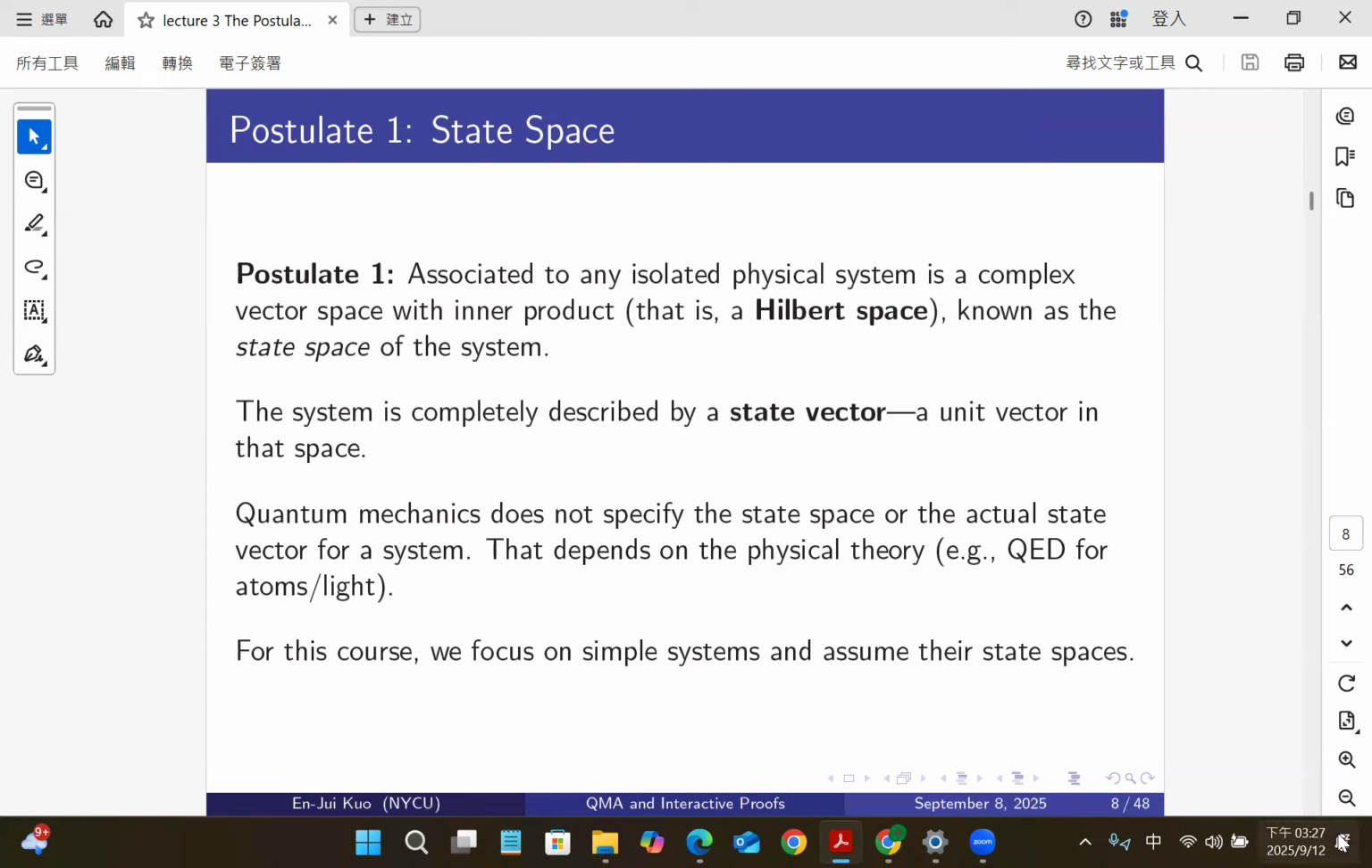So postulate one. There are three postulates. The first postulate says: let's say you take an isolated physical system, and I will define what isolated is. The description of that system, all the possible states of that system, can be related to one vector space, a Hilbert space with finite dimensions, at least in this course. So simply speaking, this system is completely described by a state vector, a unit vector in this space.